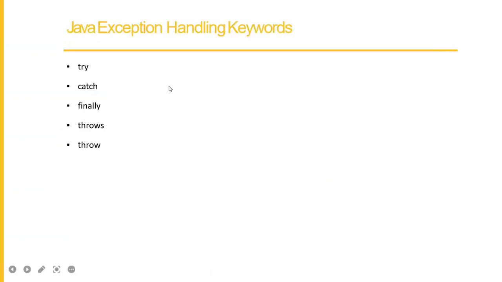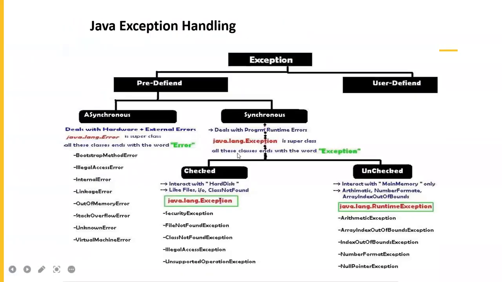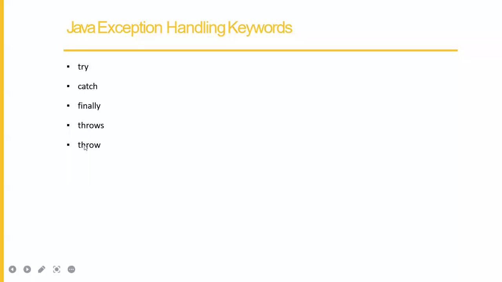So how do we handle those exceptions? By using these keywords, we are going to be handling the exceptions. Java exception handling keywords, which are try, catch, finally, throws, throw. These are the 5 keywords. Using these 5 keywords, we are going to be handling the exceptions.